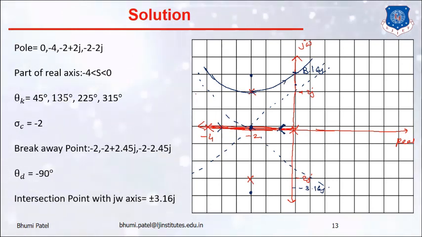Same, we have to draw the root locus on the negative side, passing from this pole, and this is my intersection point. Okay, and this is the direction of the arrow. Now we have to find the angle of departure. So the angle of departure is minus 90. So here you can see that the angle is minus 90 degrees, and on the negative side the angle of departure is indicated as plus. So this is my angle plus 90. Okay, so this is my root locus of this transfer function.